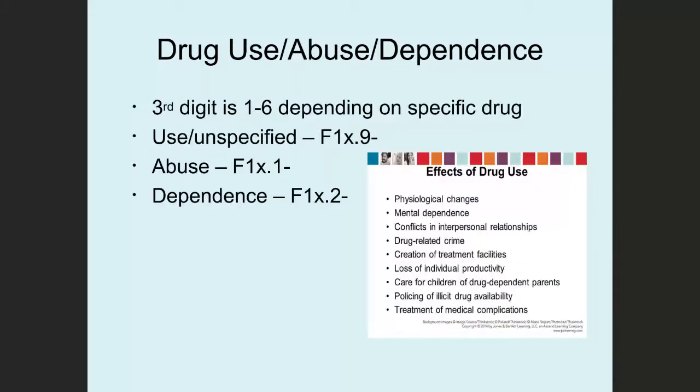The third digit in the category changes with the type of drug. So you can see here, here, and here. This will change. If it's use or unspecified, it has that fourth digit 9. If it's abuse, it's a fourth digit 1. If it's dependence, it's fourth digit 2. So that third digit will vary with the kind of drug being used.